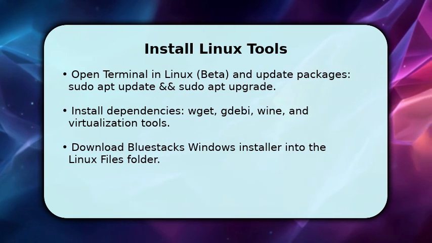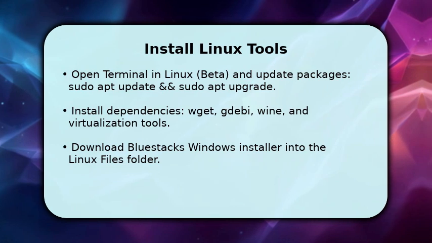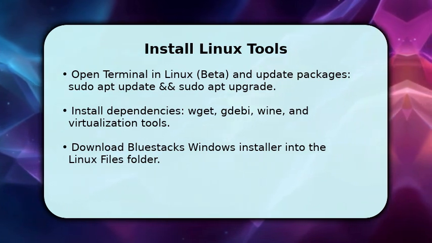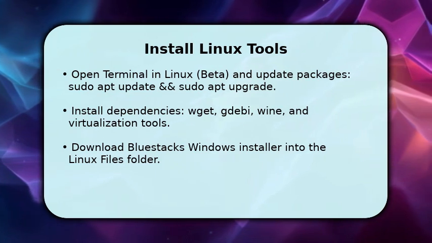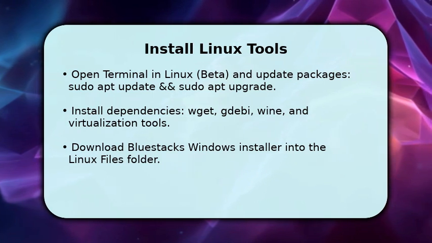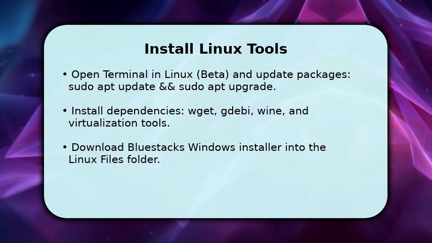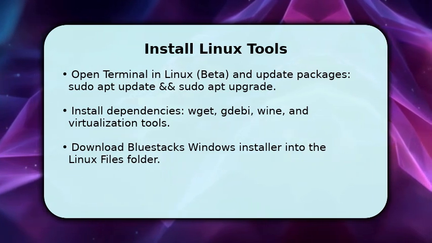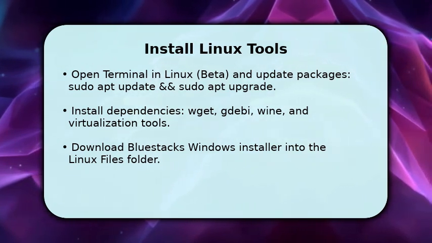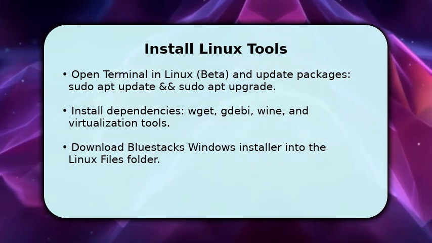First, update packages with sudo apt update and sudo apt upgrade. This ensures compatibility. Then install wget, gdebi, and wine so Windows executables can run inside the container. Use apt install wget gdebi core wine -y. Next, download the Bluestacks installer to the Linux files directory so paths are simple. Take your time here. Missing dependencies produce cryptic failures, and updating prevents that.